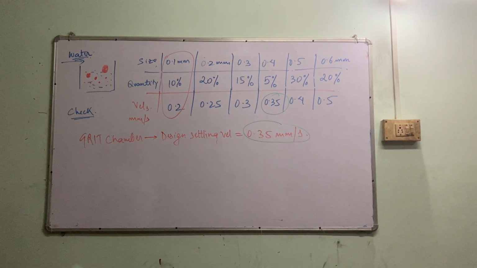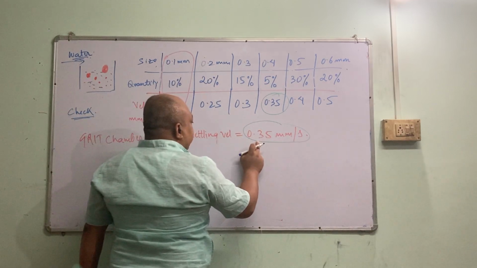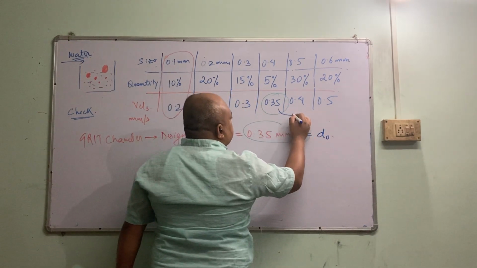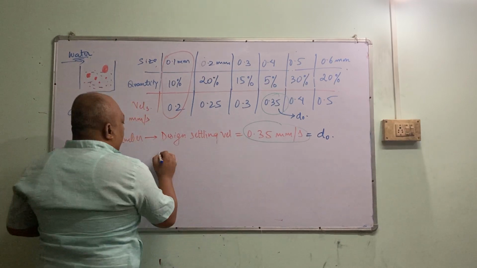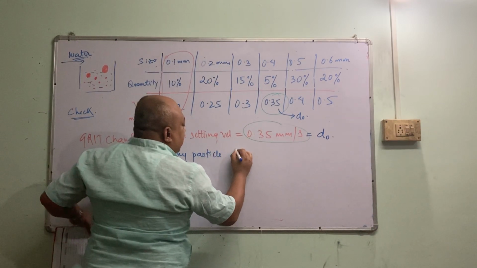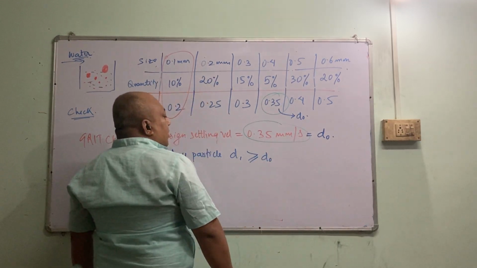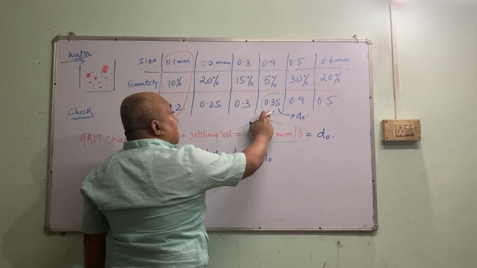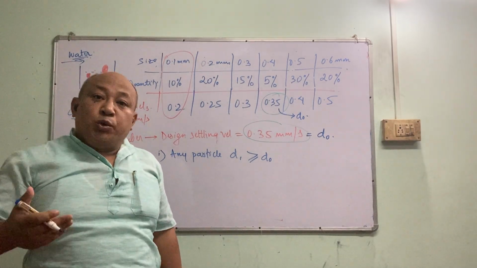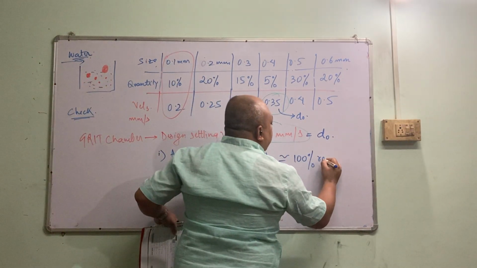Fine. Let me tell you here. I'm not solving the answer right now. Here, this is a design settling velocity, and this I will say is V0. Number one, any particle with D1 greater than or equal to D0. If any particle is there greater than this particle size, that means the settling velocity will be more, it will be heavy, so it will be completely settled. Okay, so this is 100% removal. Do you agree with me?